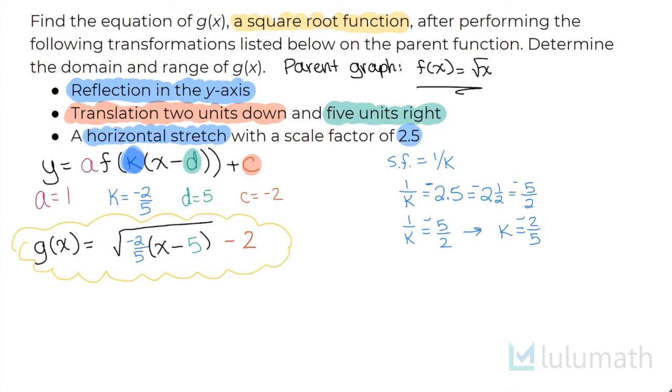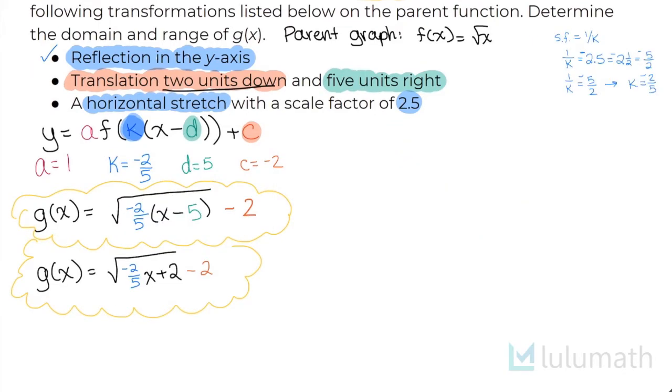But just a reminder that we can also distribute this negative 2/5 through. So g of x could also be equal to the square root of negative 2/5 x. And then when I distribute this negative 2/5 through to this negative 5, I end up getting a positive 2. And I'm not going to write this out in green because the 2 is not the d value. And then minus 2. So this is our graph right here.